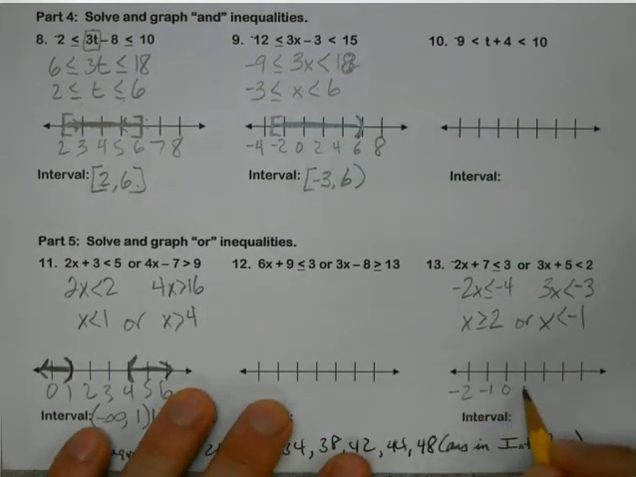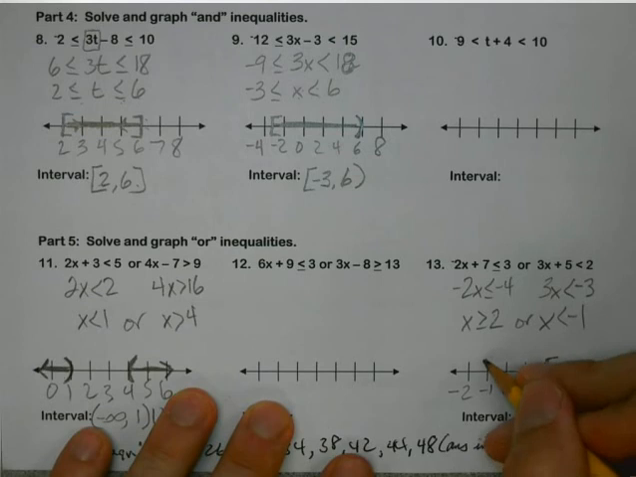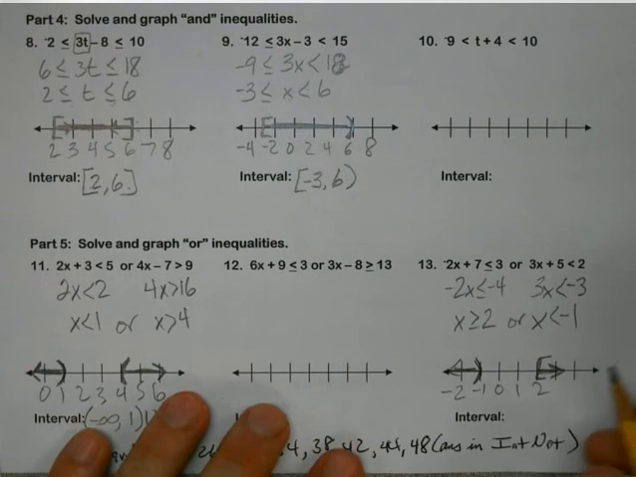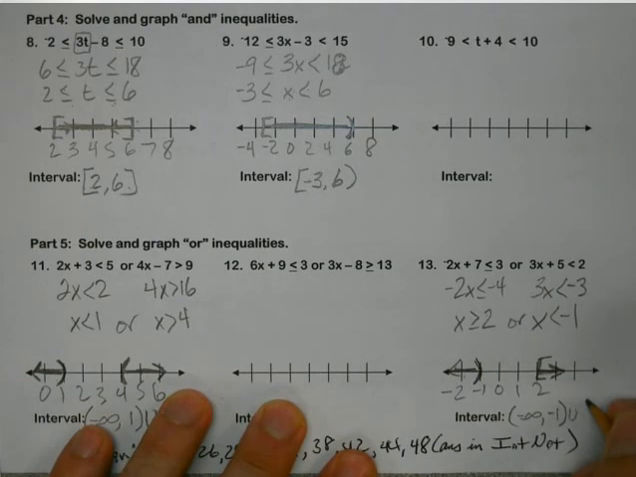So get my numbers in here. X is greater than or equal to positive 2. X is less than 1. And again, with our interval notation, left to right.